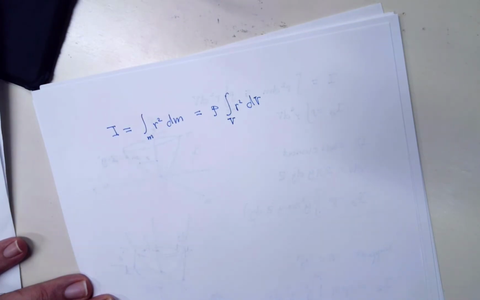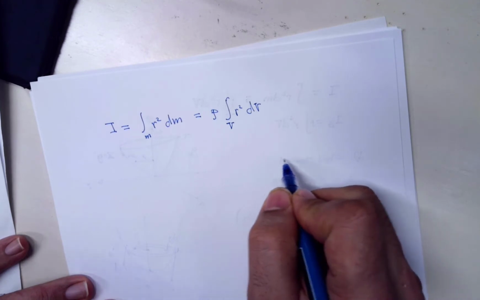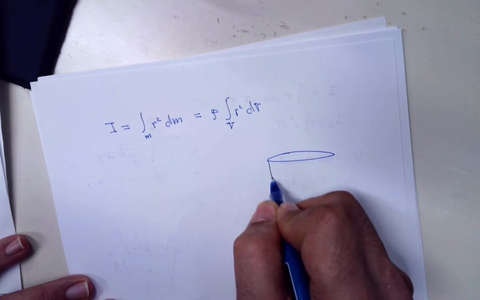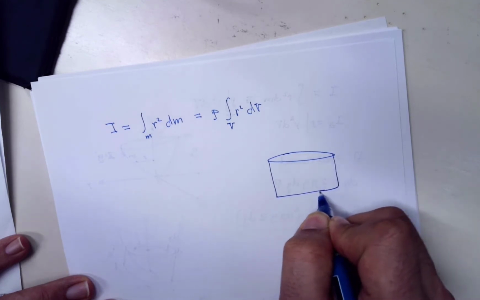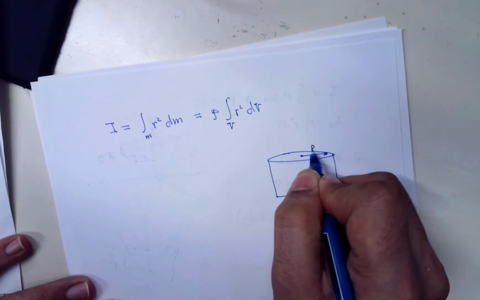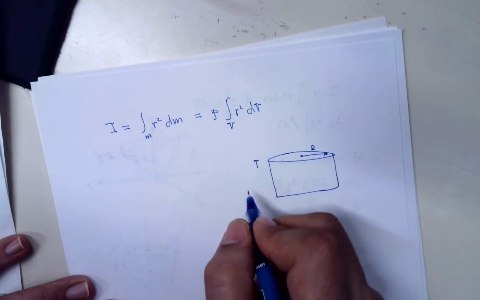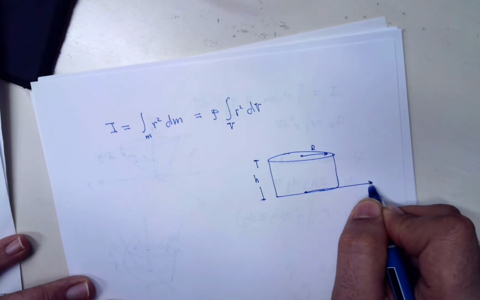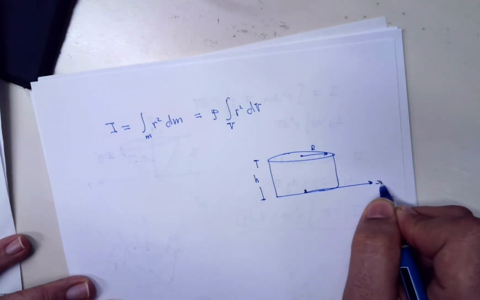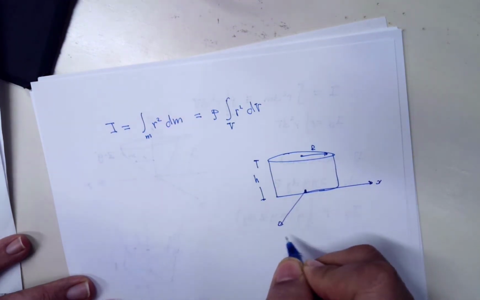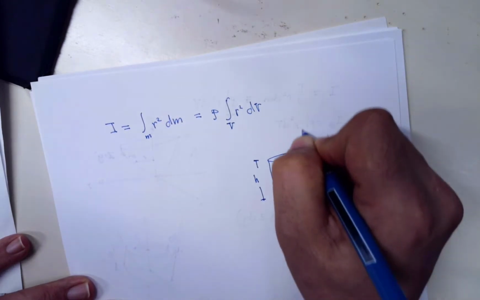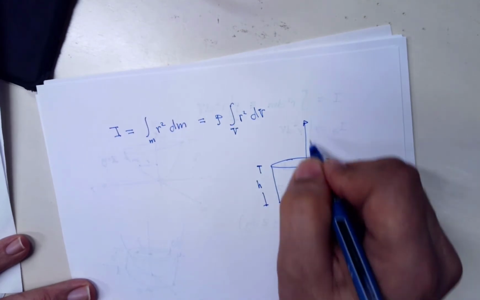Alright, so how do we calculate that? Now let's take some simple problem. Assume we have a cylinder, and that cylinder has a radius r and a height, say, h. At the center of that cylinder at the bottom is our Cartesian coordinate origin, O.